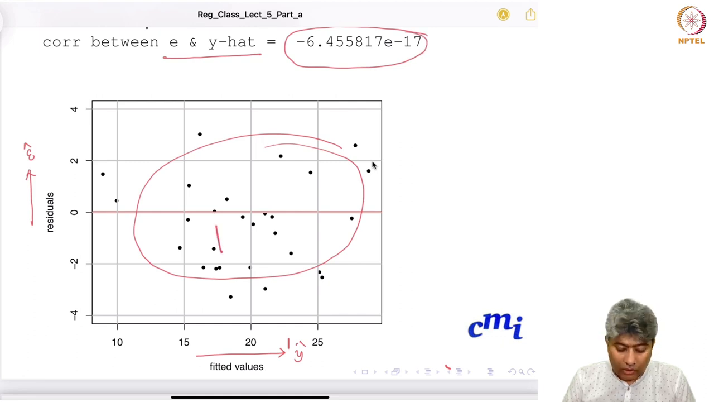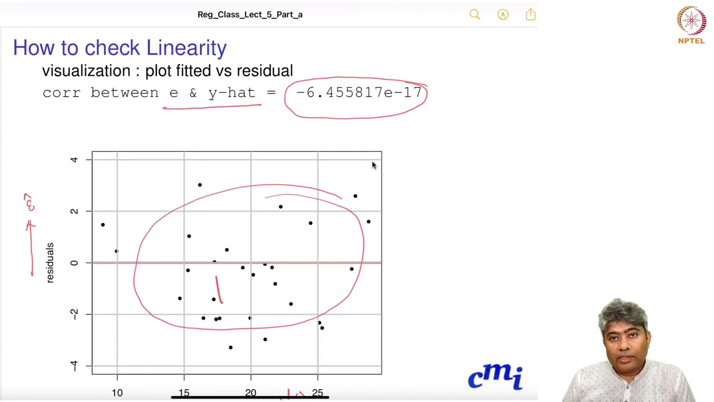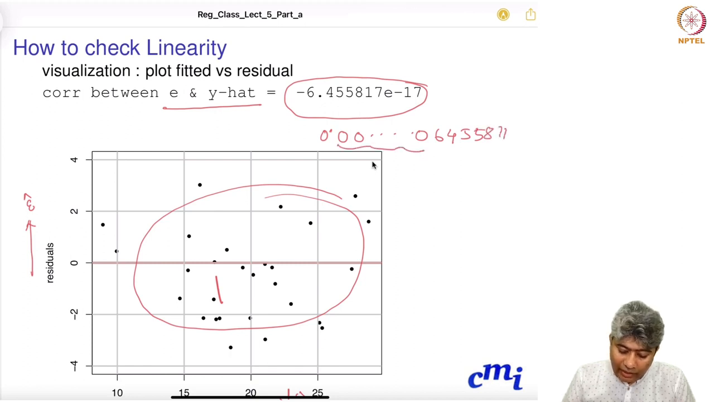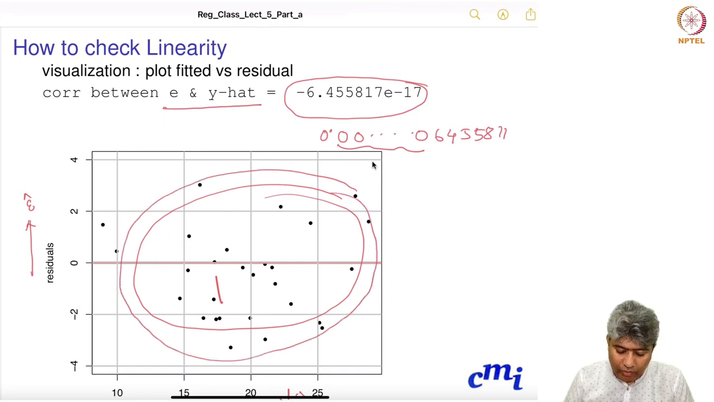For all practical purposes, after the decimal you put 17 zeros and then 6 4 5 5 8 1 7. So if you round it even up to 8 decimal places, it's zero. We can't find any correlation between the residuals and y hat, and visually we also see that there is no major pattern between the two.